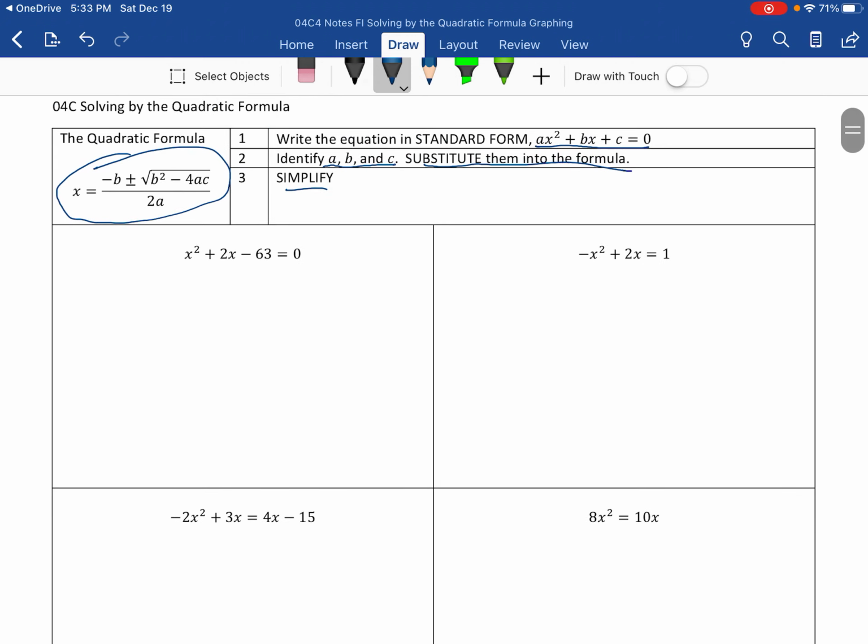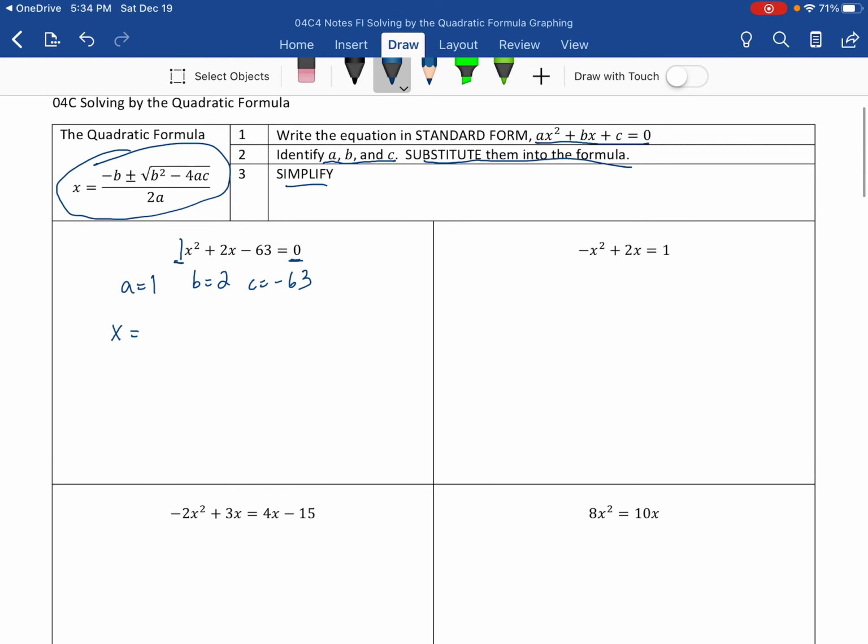So I have a few examples. I'm just going to try and kind of go around and show you what you do for this. So first thing you do, this is already set equal to 0, so this is nice. You identify your a, b, and c. If there's no number in that spot, so this is my a spot, it's 1. So my a is 1, my b is 2, and my c is negative 63.